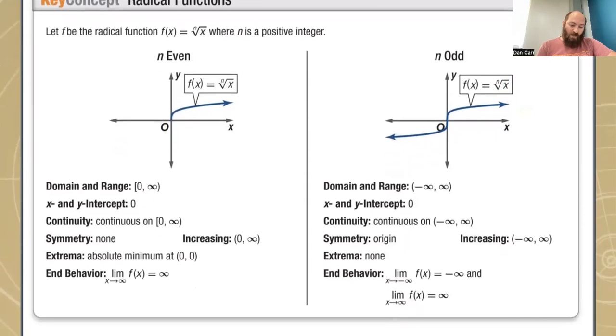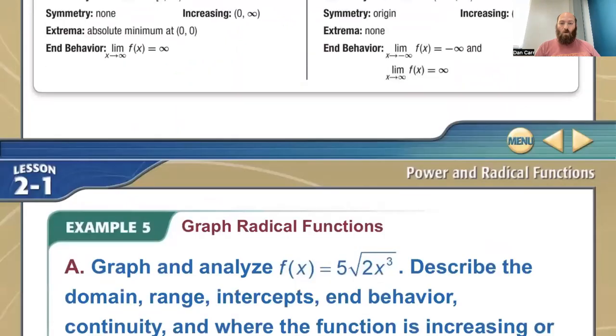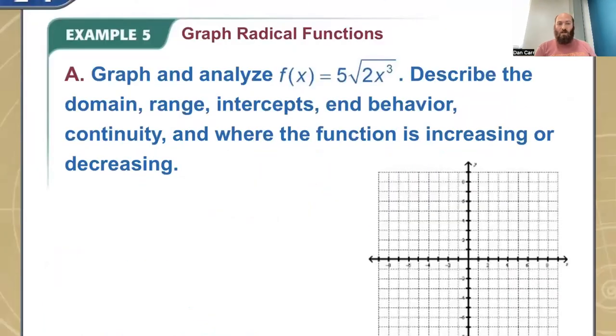Some other things still apply, like the x and y intercept are at 0. We now actually have origin symmetry, so whatever the positive version is here, there's a negative version that has symmetry with it. In this case, it's always increasing, and we do get end behaviors in both directions now. So again, with an odd root, the graph goes forever, but with an even root, it has a stopping point. Now we're going to look at these graphs and describe their key characteristics, just like we did before.